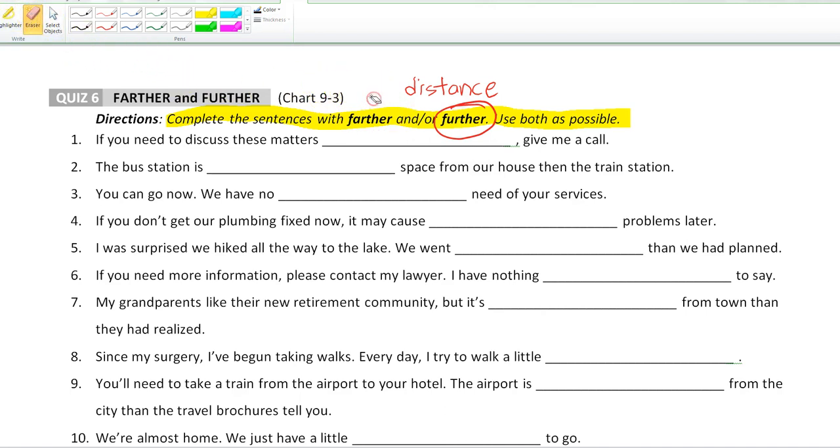Okay. However, if the meaning is not concerning distance, then only further would be correct. Okay? So distance, use both. Not distance, use only further. Okay.